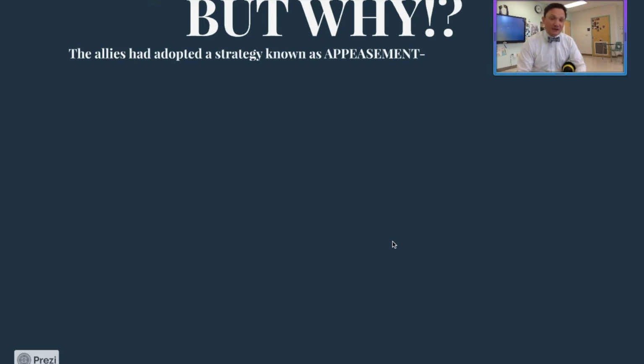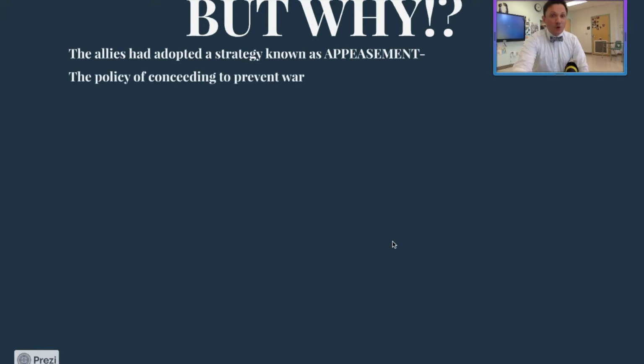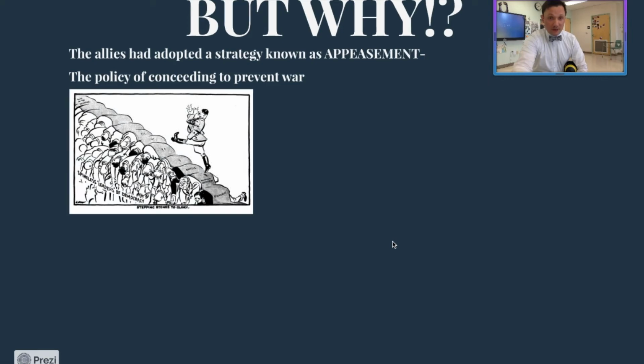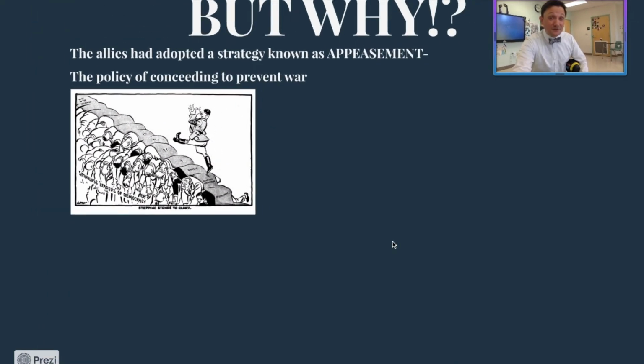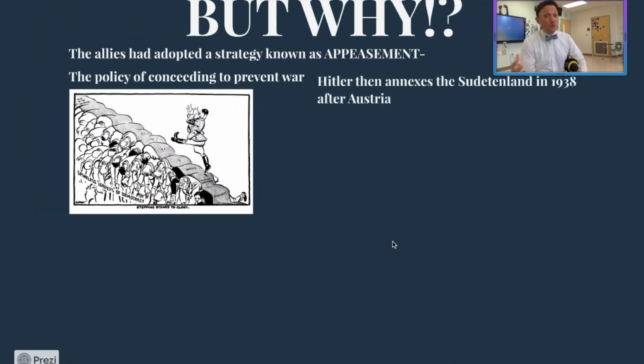It's because of the strategy that they're practicing. They're practicing a strategy known as appeasement, okay? Which is the policy of conceding to prevent war, okay? The thing you have to understand is that the Allies were letting Hitler do this. They were allowing him to do this, okay? Allowing it. Fine with it, okay with it, because he believed that they were the spineless leaders of democracy and they weren't going to stop him. And the worst part about it was he was right, okay?